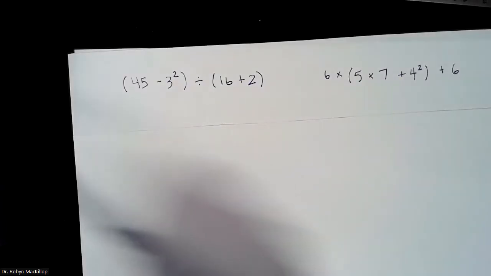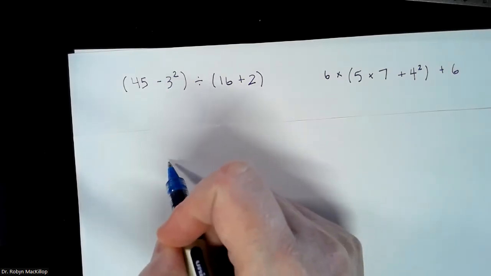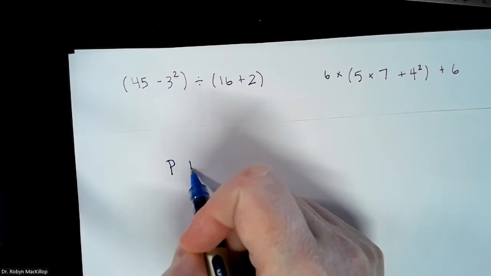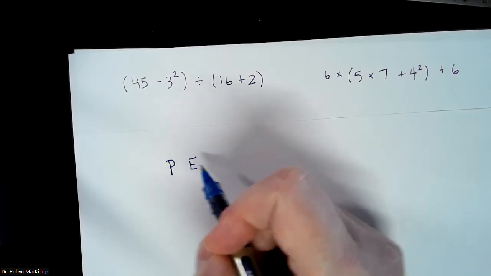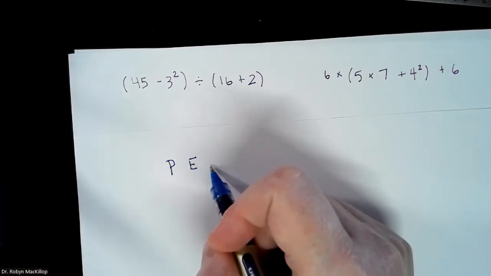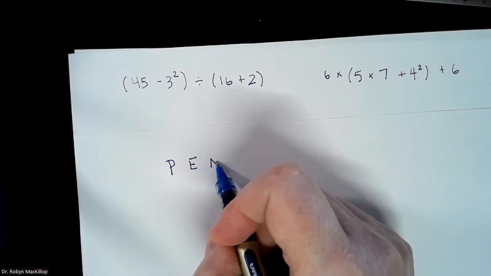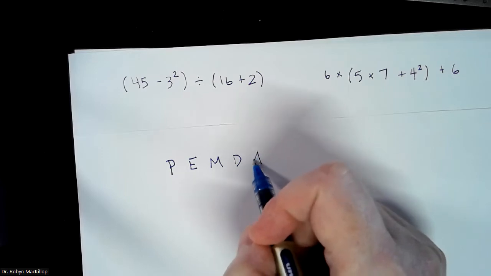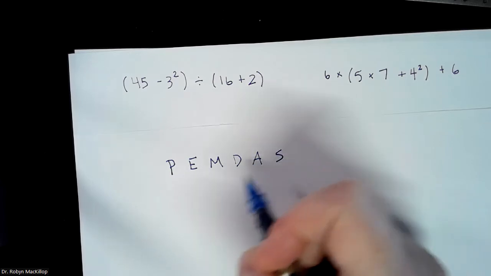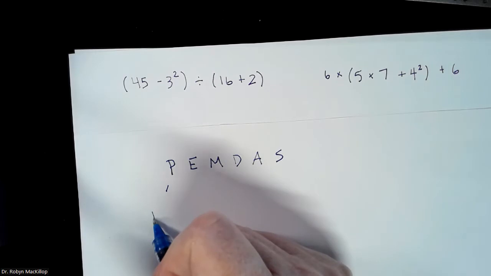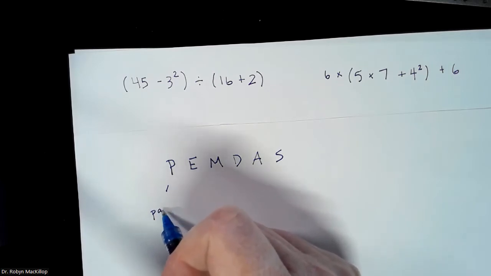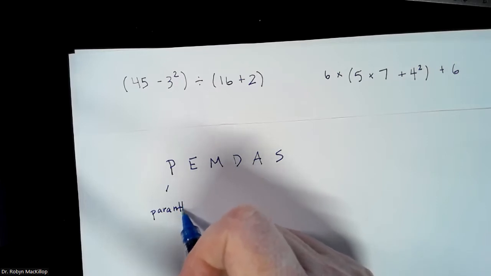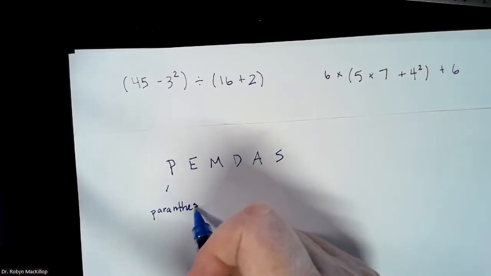Order of operations is pretty important, and you can use the acronym PEMDAS. You may see it as GEMDAS or something with a B, but it's all basically the same. This is the original, and P is for parentheses. That means you deal with anything inside parentheses first. And this also means any type of bracket system.